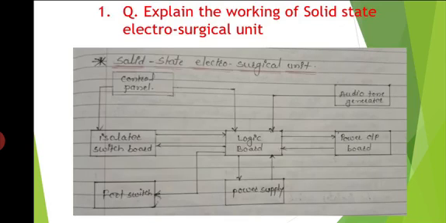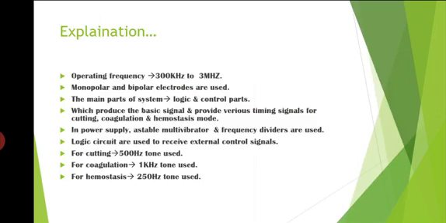Now we will see the working of a solid state electrosurgical unit. The solid state electrosurgical block diagram is shown in the figure. The operating frequency of a solid state surgical diathermy machine is 300 kilohertz to 3 megahertz.